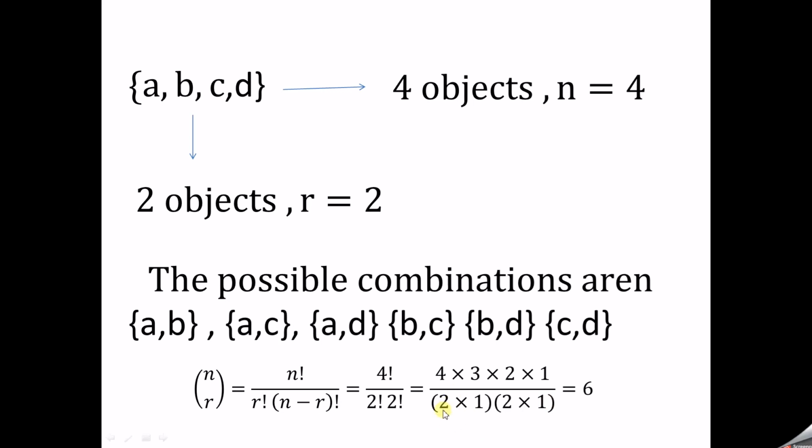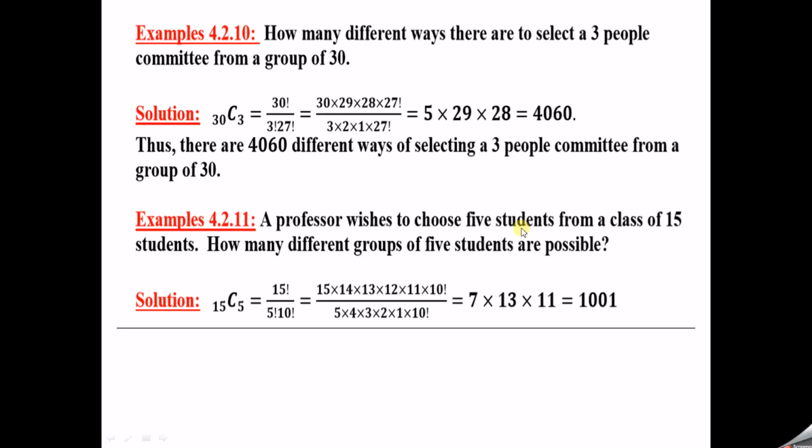And if we cancel, 2 2s are 4, if we cancel with this 4, the numerator and denominator, we are left with 3 2s are 6. So there are 6 combinations when we are selecting two objects from a set of 4 objects. There are 4 given and we are selecting two objects. So when we are considering combinations, the order is not important, simply a collection. So let us go to other examples here.